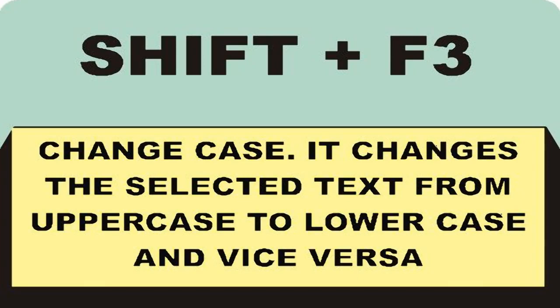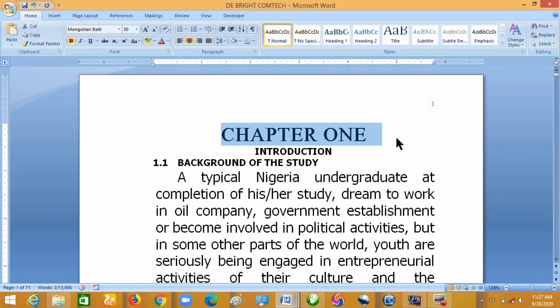Shift plus F3. This is a very powerful key because it will help you to change character case easily. Once you press Shift F3, see what will happen to this highlighted text. Shift F3, it turns it to small letters. Shift F3 again, it turns it to first letter capital, which is the initial cap. Shift F3 again, it turns it to capital letters.